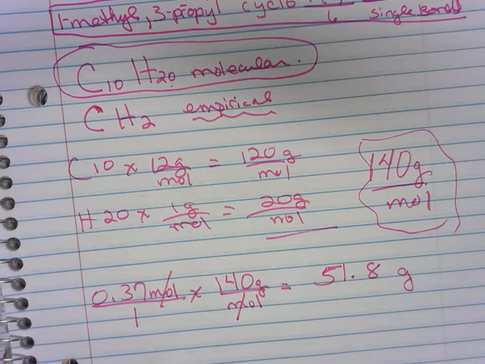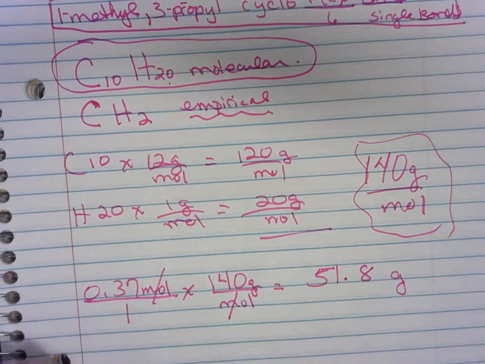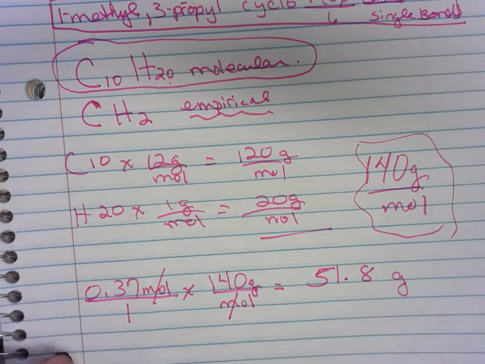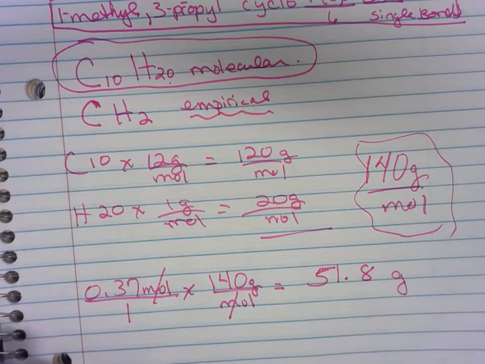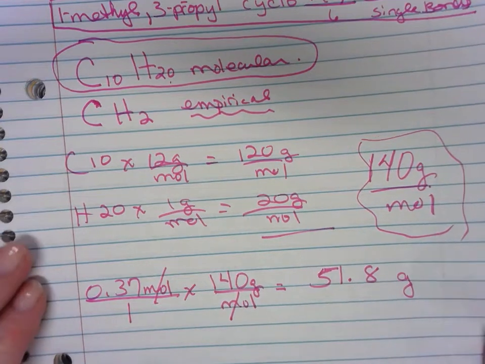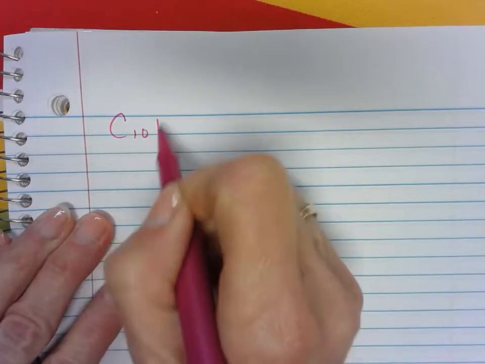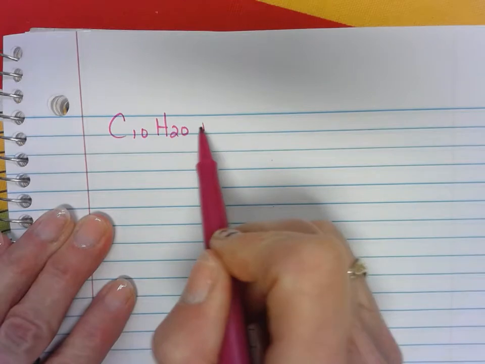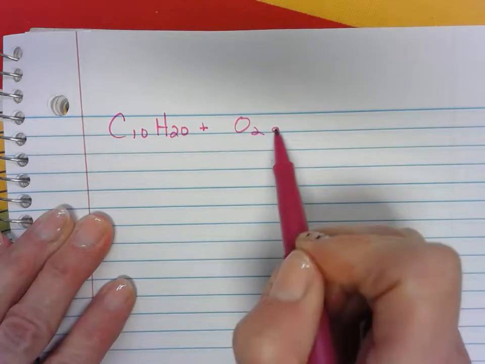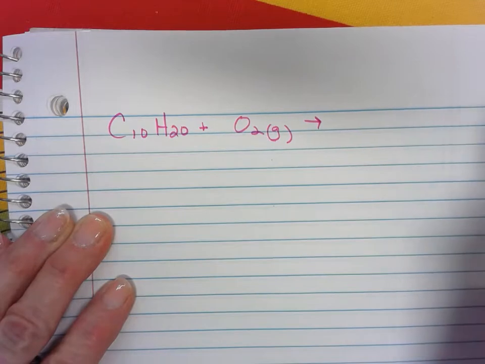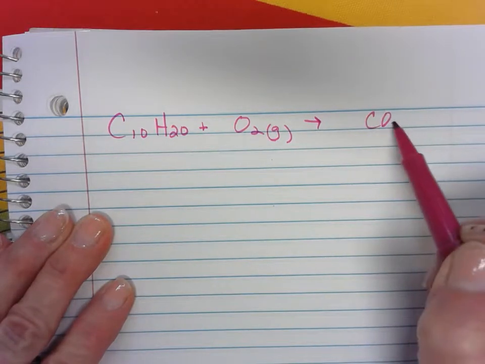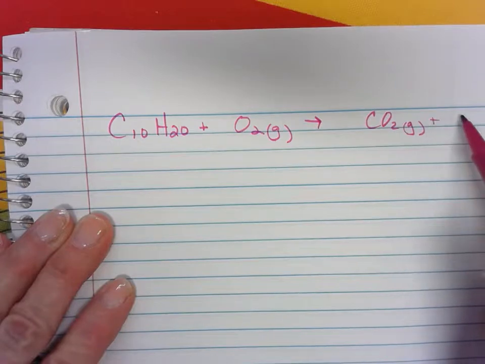Okay, we wanted to take this one step further. We wanted to get the complete combustion equation for this. So I'm going to turn my page here. The complete combustion equation, we've got C10H20. Remember, combustion needs oxygen, and when we have 100% complete combustion, we get carbon dioxide and water vapor.